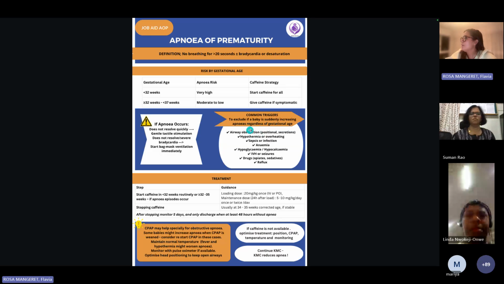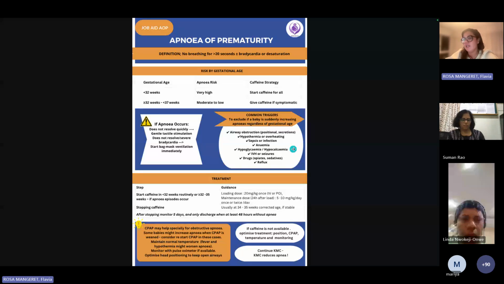Common triggers of apneas, to exclude if a baby suddenly increases apneas regarding gestational age. Airway obstruction, very, very common. These babies are very small and just by flexing, they can block the small airways. Hypothermia, overheating, sepsis or infection, we already spoke about it. Anemia, hypoglycemia, hypocalcemia, IVH or seizures, drugs, reflux.